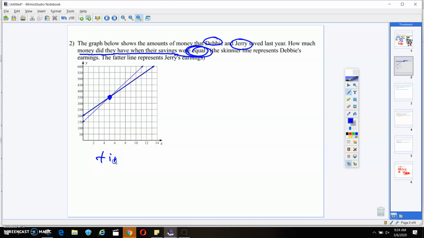Probably like time in some form or fashion, right? And then this y-axis is talking about their savings. So what was their savings? $350. So it was $350 were their savings when they were equal.